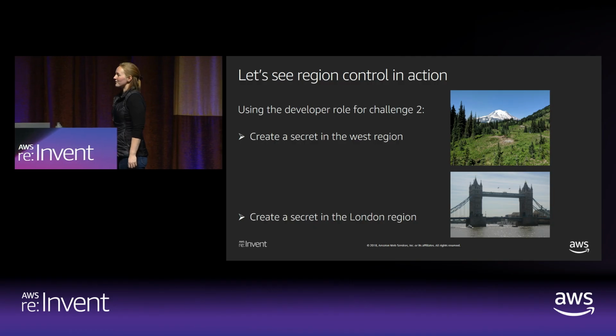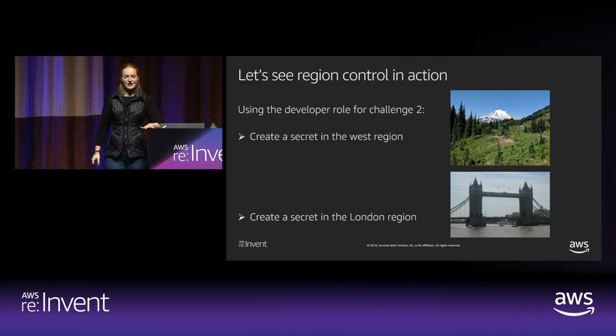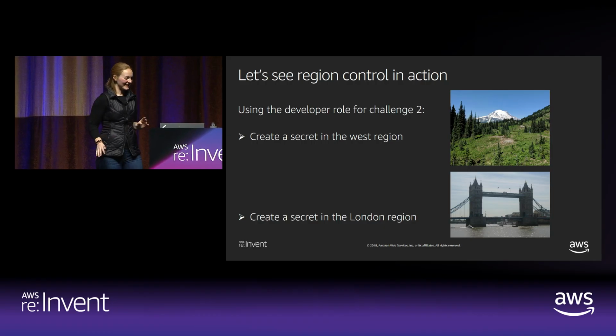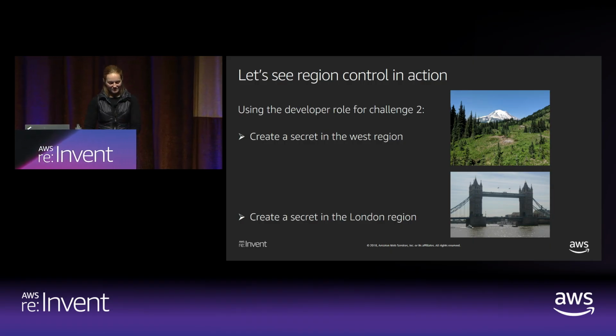Okay, so this is what we're going to do as the demo. I'm going to try to create a secret using Secrets Manager in the West region, beautiful Mount Rainier there, and then I'm going to try to create one in London. Love London, was there a few weeks ago. Great city, had some amazing cocktails, so nothing bad on London. Just for an example, we're going to not create secrets there.